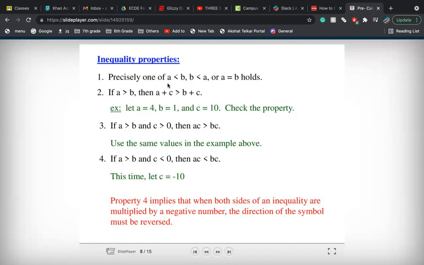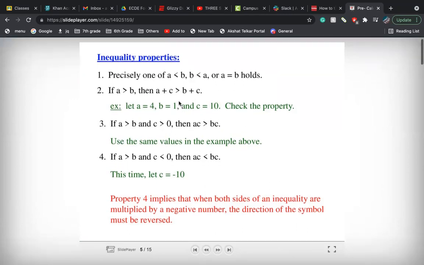Okay, so now you know that a is greater than b. So now you know that a equals 4. So you can plug a as 4 and plug b as 1. So you know that 4 is greater than 1. If c is 10, 4 plus 10 has to be greater than 1 plus 10. 4 plus 10 is 14, 1 plus 10 is 11. And now we know that 14 is greater than 11, so this property holds true. Now we're going to go next.